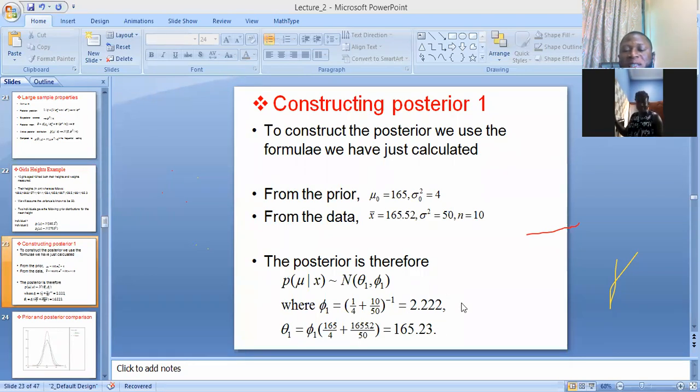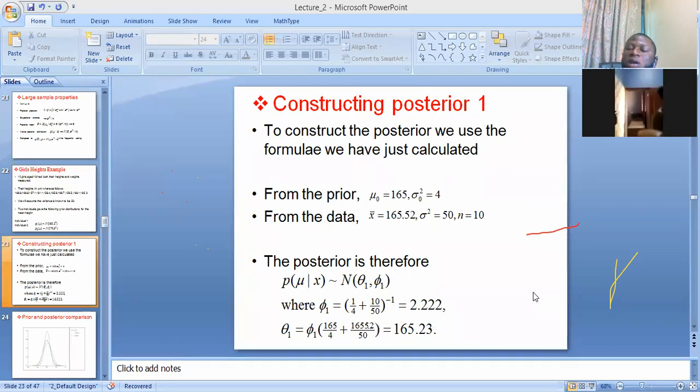So you have updated the information. You have used the information that the person has given, and then you use the data information to update that person's information. And this is what you actually have. So the variance is this, and then the mean is this.